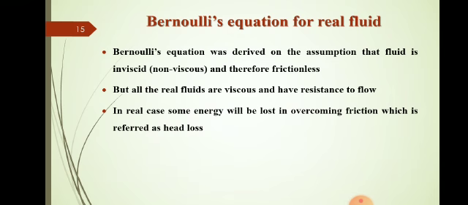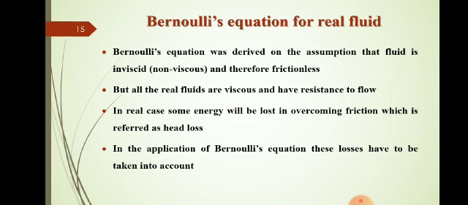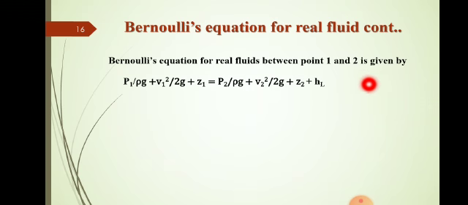In the application of Bernoulli's equation, these losses have to be taken into account. So when you apply Bernoulli's equation in real fluids, we have to consider the losses also. Bernoulli's equation for real fluids between two points 1 and 2 is given by this equation. This is actually the equation which was derived earlier. Here it is applied for two different points, point 1 and point 2. That is why we have given the suffix 1 here and suffix 2 here.